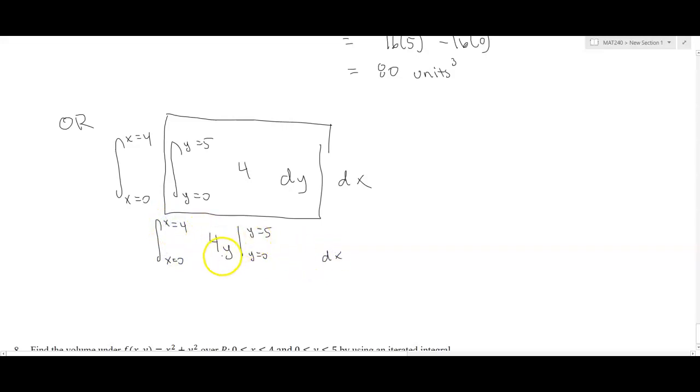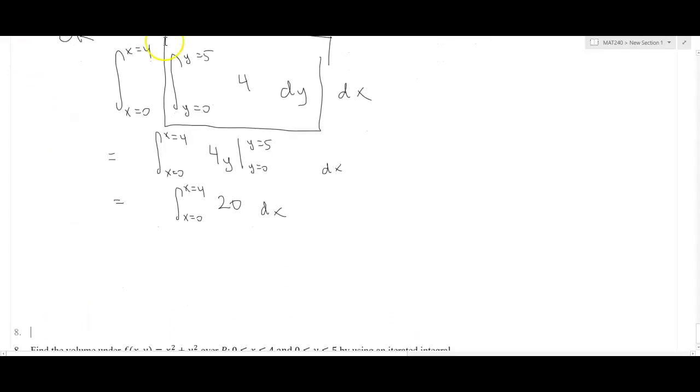And then the integral of that thing from x equals 0 to x equals 4 dx. If we evaluate this at 5, we get 20. We evaluate it at 0, we get 0. 20 minus 0 is 20. So now we're going to integrate the constant function 20 from x equals 0 to x equals 4 dx. And the integral of 20 is going to be 20x. So this comes out to 20x from x equals 0 to x equals 4. And if you plug in 4 for x, you get 20 times 4 is 80, minus 0 is 80. And again, we get 80 units cubed. Perfect. So that gives us the same answer. Obviously, we didn't need to use integrals, but this just shows that it works.